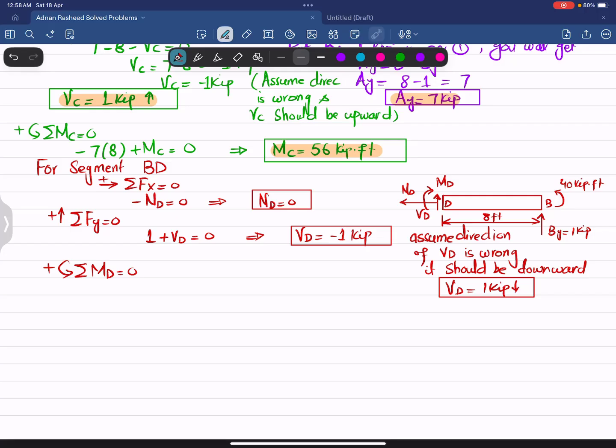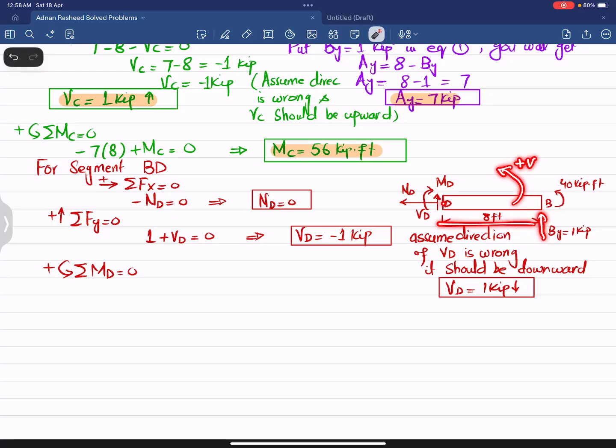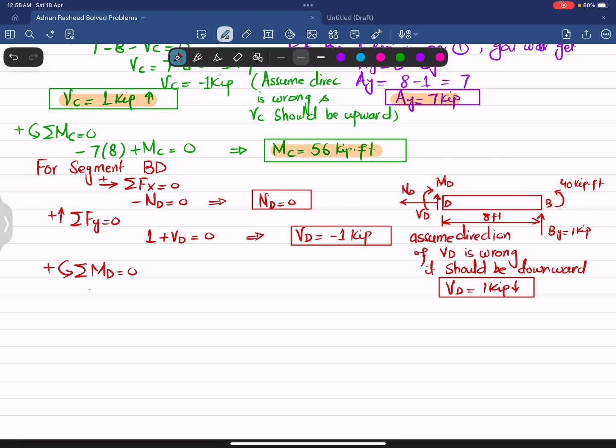Now the sum of all moments about point D is equal to 0. One load is By, and the perpendicular distance is 8, producing a counterclockwise moment, which is positive. This 40 kip-feet is also positive, and this clockwise MD is negative. Their sum must be equal to 0. So I can write minus MD plus 40 plus 1 multiplied by 8 is equal to 0. So MD will be equal to 40 plus 8, and that will be equal to 48 kip-feet. So MD is 48 kip-feet.